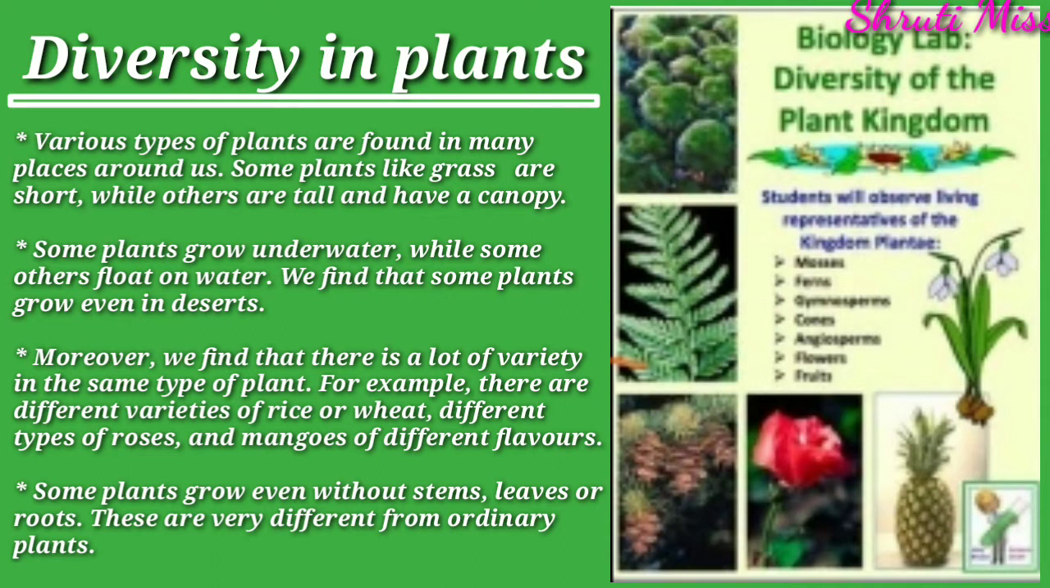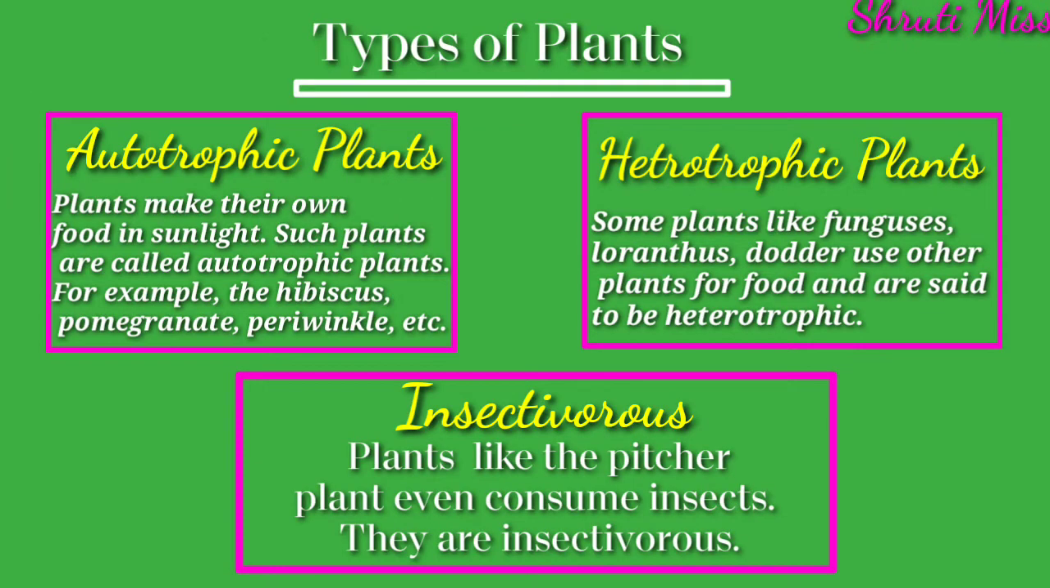Some plants grow even without stem, leaves or roots. These are very different from ordinary plants. So let us study this diversity among plants. Here we can see that there are three types of plant: autotrophic, heterotrophic and insectivorous.